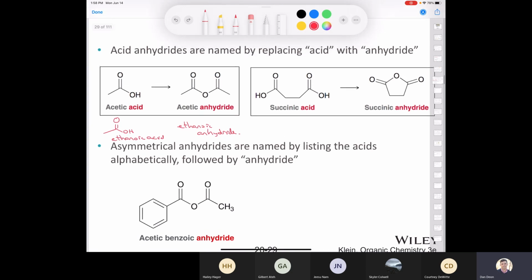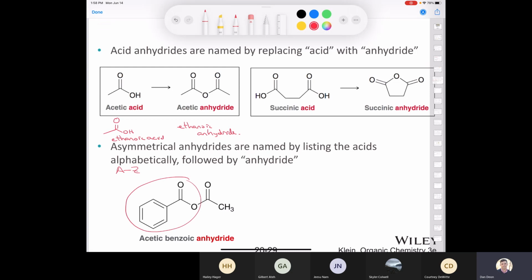If you have an asymmetrical anhydride, you list the names of the acids alphabetically, followed by anhydride. So since on this side we have a benzoic acid derivative, and on this side we have an acetic acid derivative, you would call it acetic benzoic anhydride. Nothing much to it there.